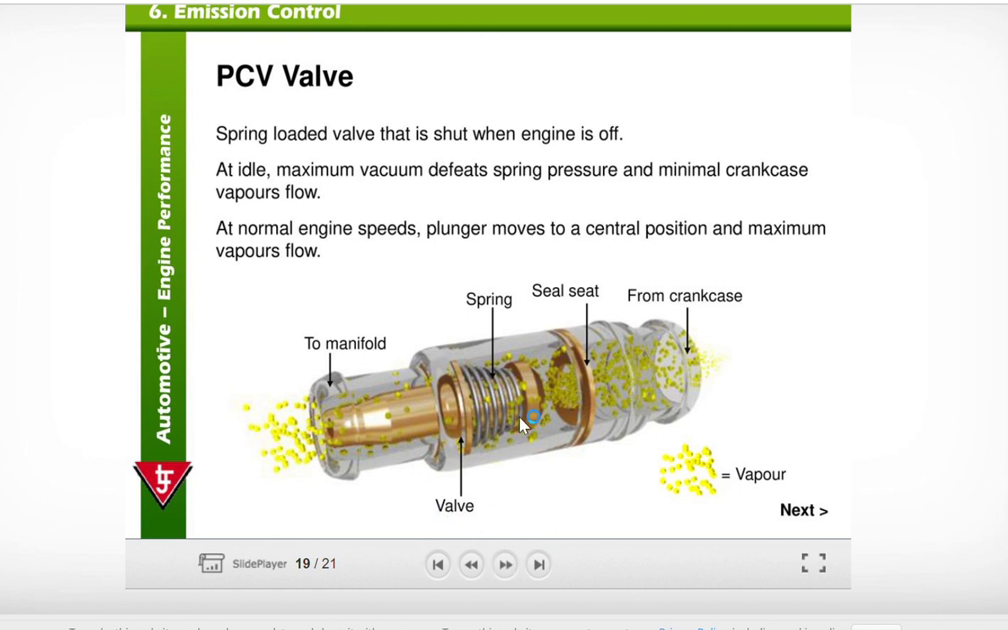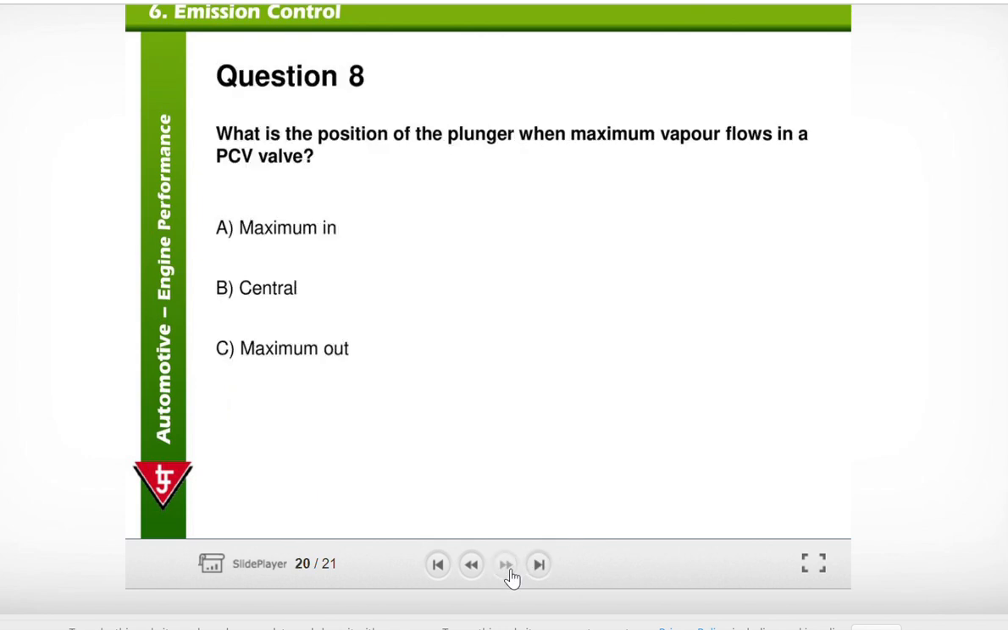So you can see here the spring of the valve that is shut when the engine is off. At idle, maximum vacuum defeats the spring pressure and minimal crankcase vapor flows. At normal engine speeds, the plunger moves to a central position and maximum vapor will flow. So what is the position of the plunger when the maximum vapor flows in a PCV valve? It is in the central position.